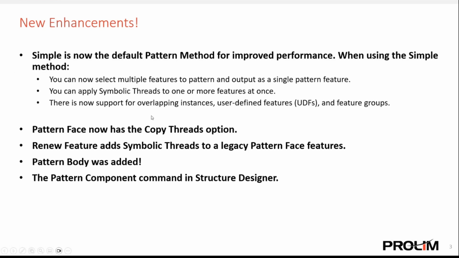Prior to NX 8, the pattern feature was called instance feature, and there have been a lot of enhancements since our last tech talk on this topic. The biggest ones since NX 1899: simple is now the default pattern method, and you can now select multiple features to pattern and output as a single feature. Symbolic threads can also be applied to one or more features at once rather than just one at a time.